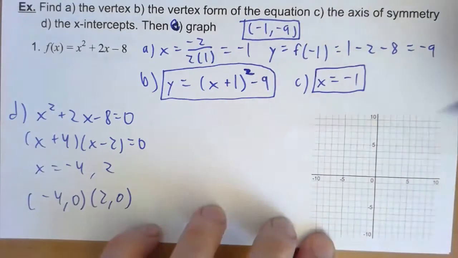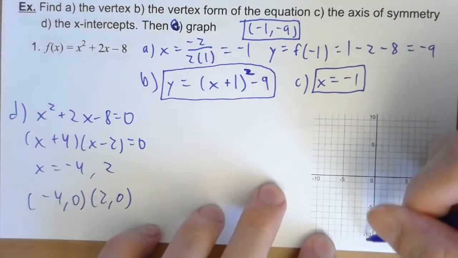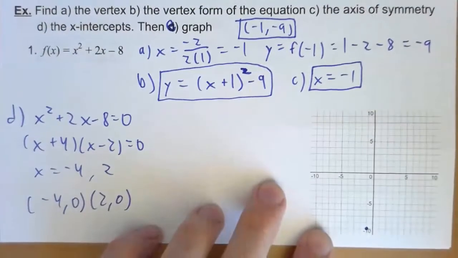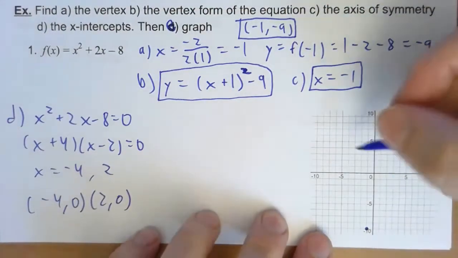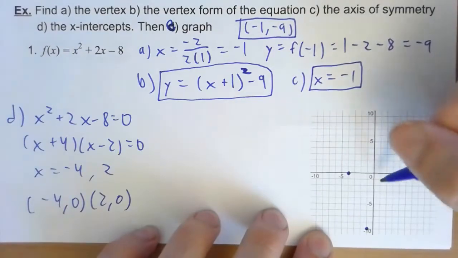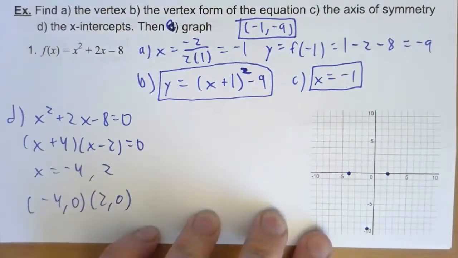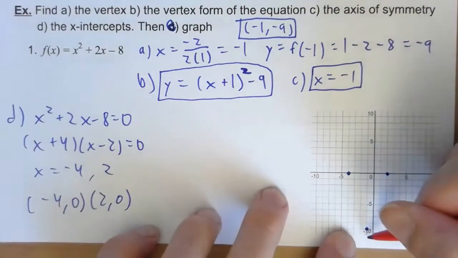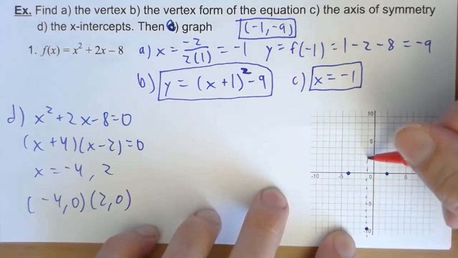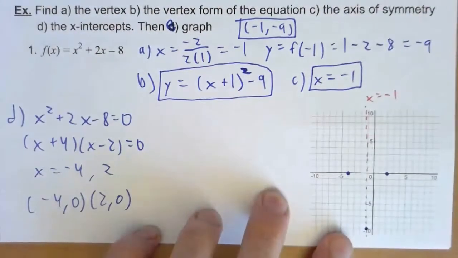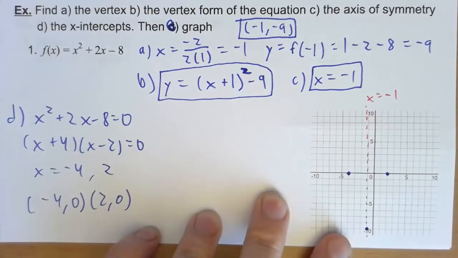There we go, right? So we found all this stuff here, so we can throw these things on the grid to graph it. So we've got -1, -9. The -10 is at the edge of the grid, -9 is right there. And then -4, 0, and 2, 0. If you wanted to show the axis of symmetry, you can maybe put a dashed line here. Here's your axis of symmetry right there. That divides the parabola in two.